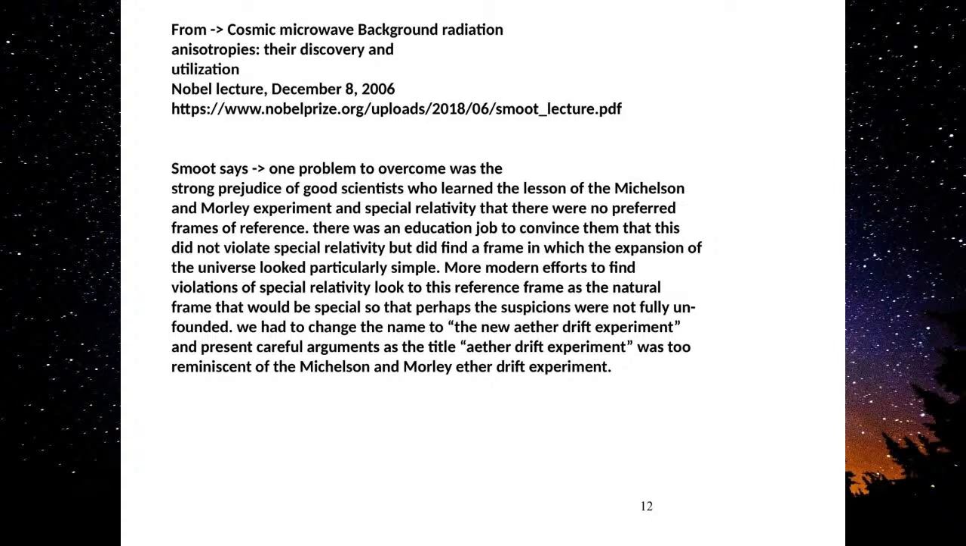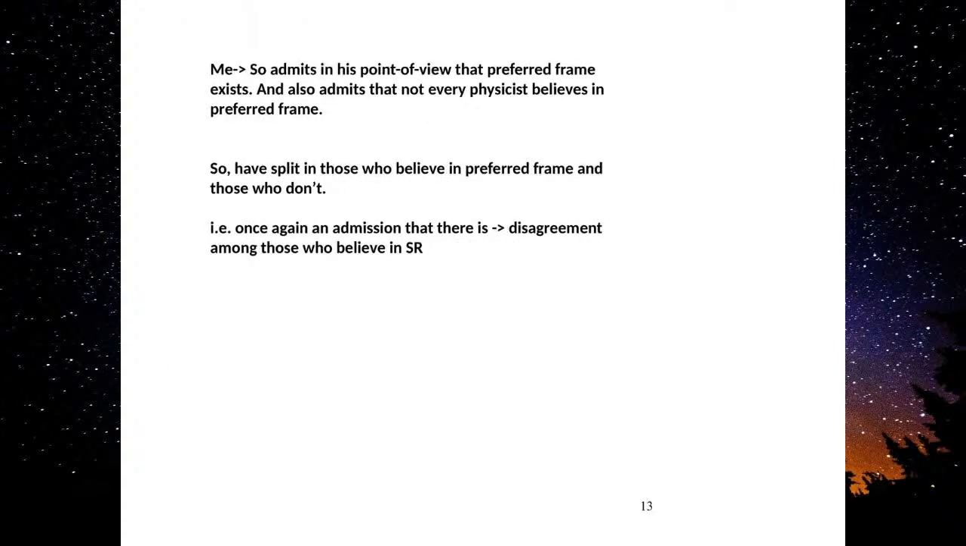We had to change the name to the new ether drift experiment and present careful arguments, as the title ether drift experiment was too reminiscent of the Michelson-Morley ether drift experiment. So basically what he's saying is there is a preferred frame, and he had to work around that problem of many scientists believing there wasn't a preferred frame.